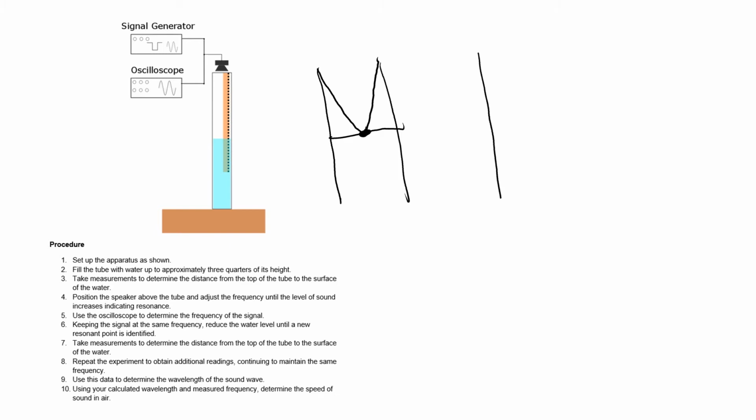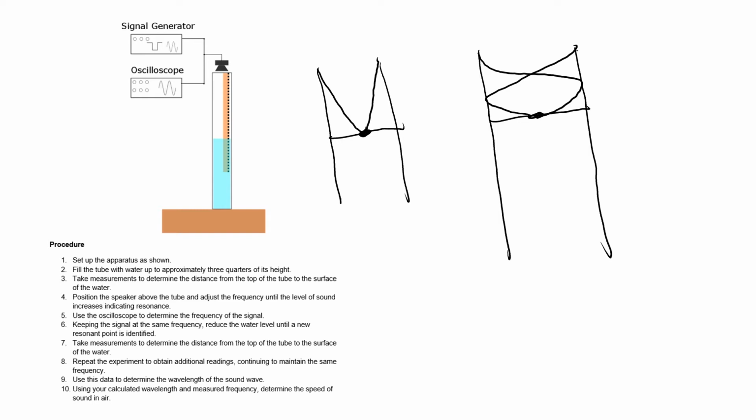And if you were to have a second, let's see, it should be, then, oh, right. So if this is an open end, you have a node here.